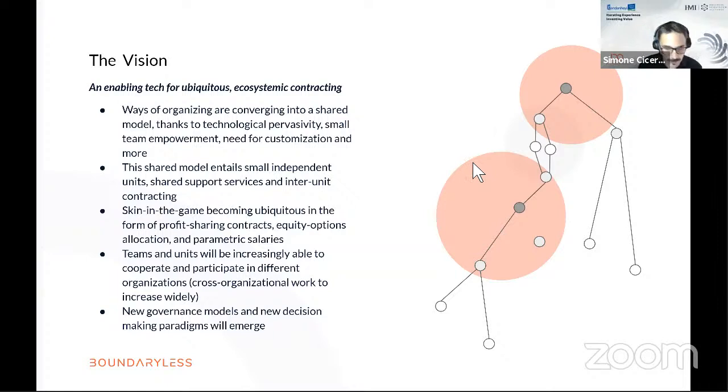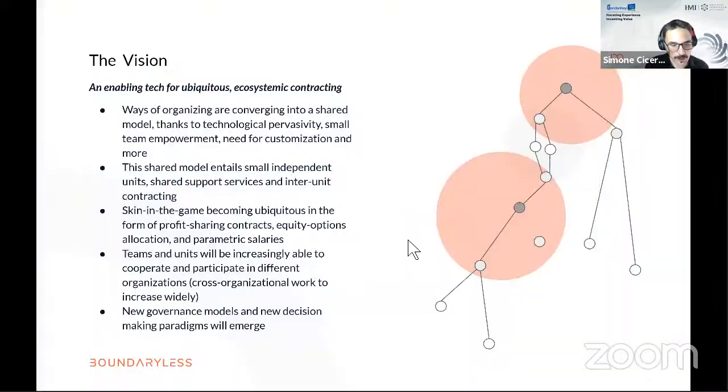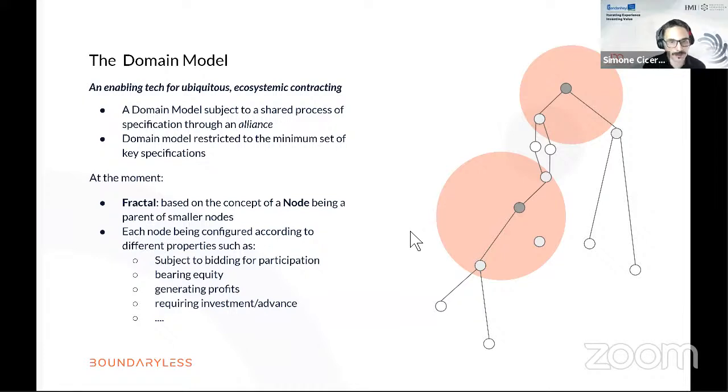And what are we doing at the moment? We are specifying this domain model. We want a domain model that is always agreed and shared across all the players that decide to join this work. We have this idea of an alliance, which I will talk about more later on. And again, we are designing this domain model, this system, according to this idea of fractalness of organizing: the idea of nodes made of agreements around other nodes that agree on an objective, commit resources and produce a certain collaboration.